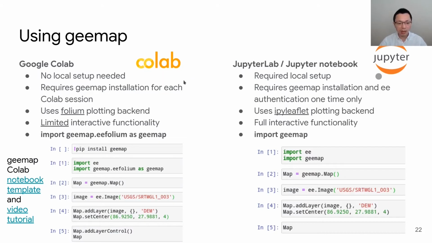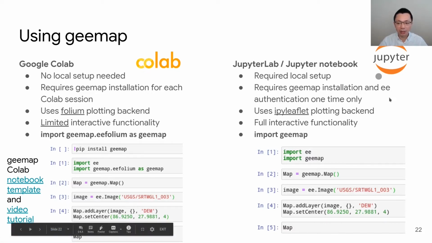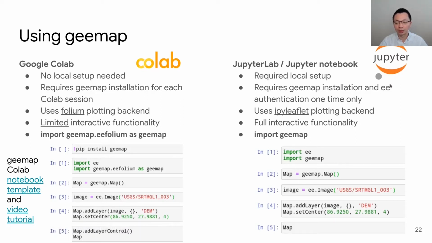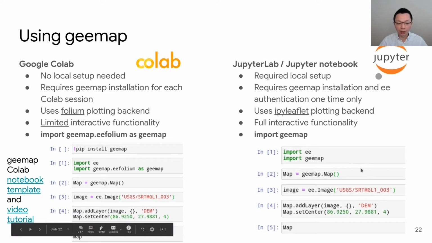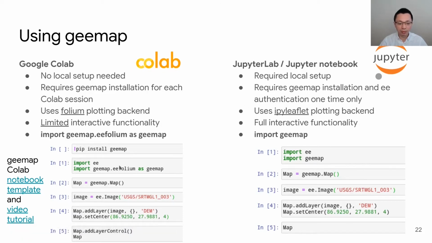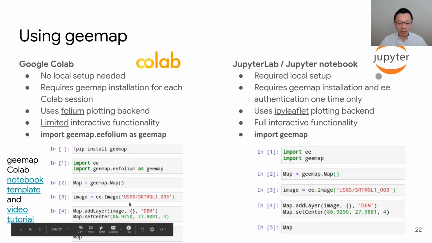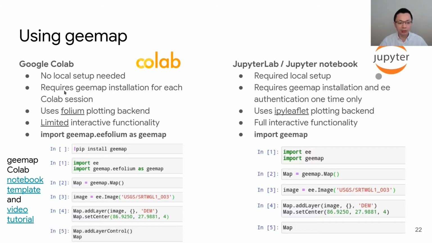Here I provide two simple examples for you to get started. If you want to use Google Colab, you can follow my example on the left. If you want to use your local Jupyter or your Jupyter server, you can see the example on the right. It's actually very simple. You just import the libraries, add the Earth Engine data, and then display the Earth Engine data. If you use Google Colab, pay attention that we need to install geemap every time you launch a Colab session, because the package is not installed by default by Colab.